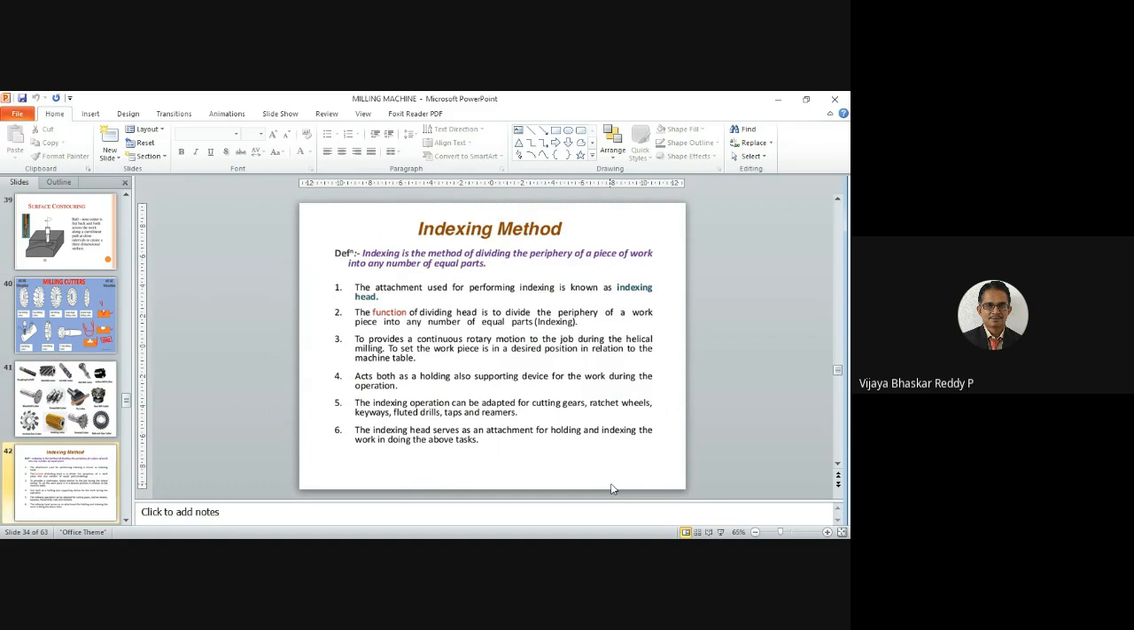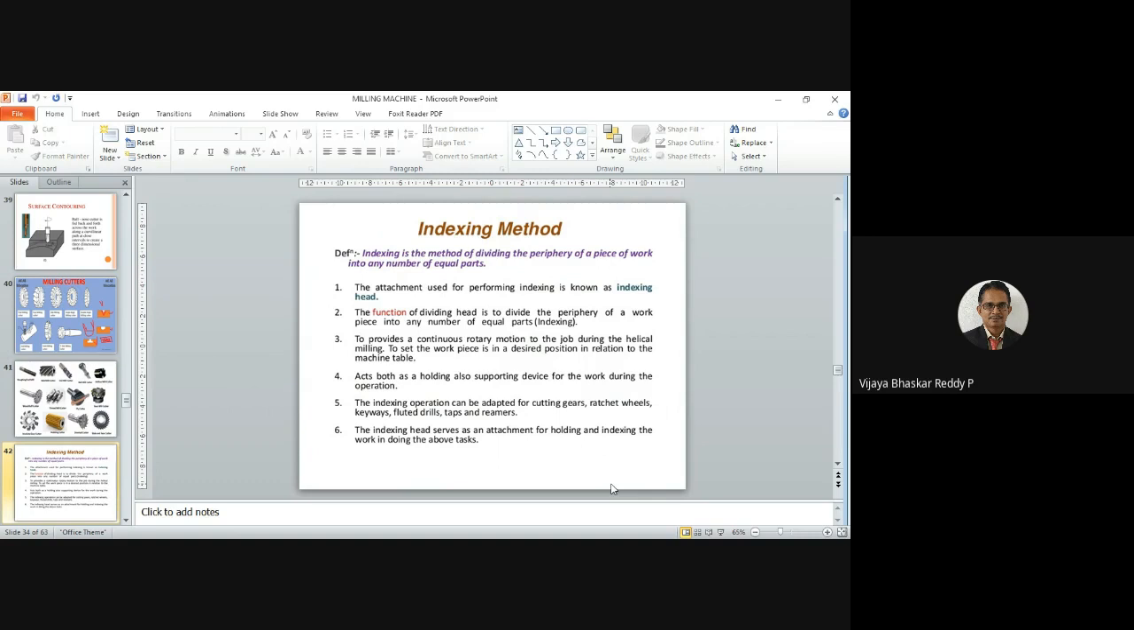The attachment used for performing the indexing is known as the indexing head. We attach the indexing head to the milling machine. In our laboratory, you can observe that there is a special indexing mechanism attached to the milling machine. The function of the dividing head is to divide the periphery of the workpiece into any number of equal parts, either 5, 6, 7, 8, and to provide continuous rotary motion to the job during the helical milling process, and to set the workpiece in a desired position in relation to the machine table.